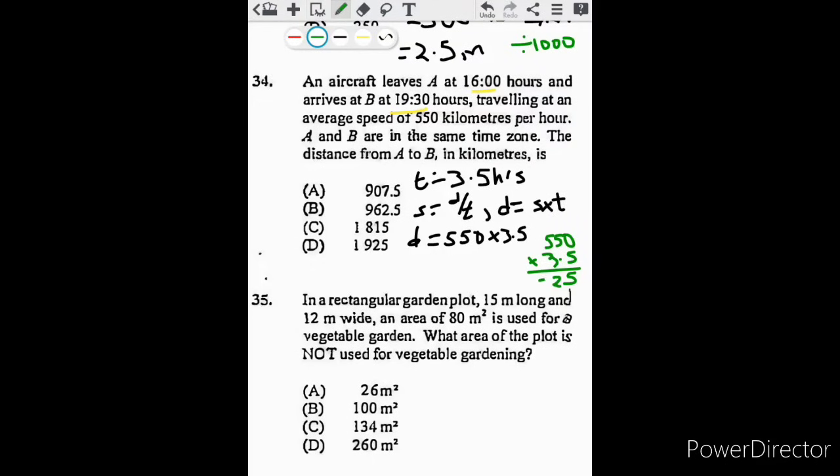That's 1,925 kilometers would be the distance. So that is D as our answer.